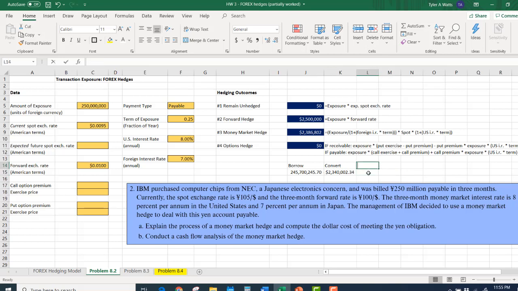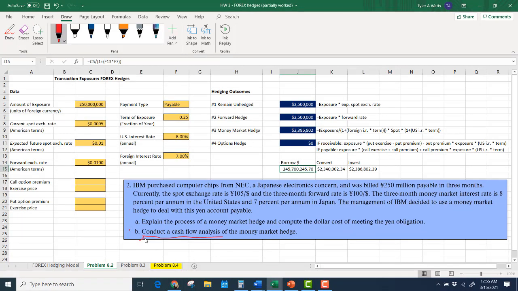And then let's invest that in the US. So that's going to be that times 1 plus the US interest rate times the term, 2.386. Okay, so I was doing all of that in one big process here. I just broke it down into 3 individual steps down here. So there's the process. The dollar cost of meeting the yen obligation ultimately winds up being 2.386 million.